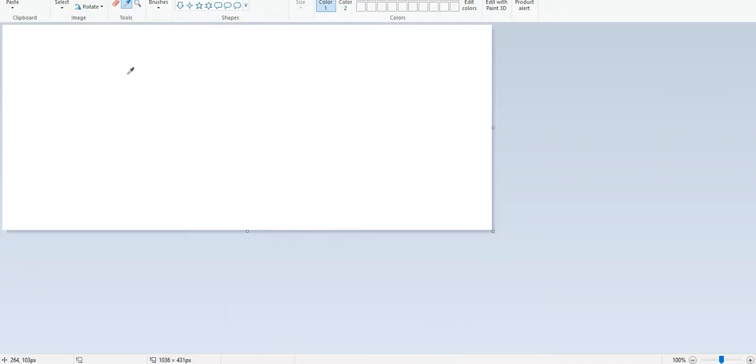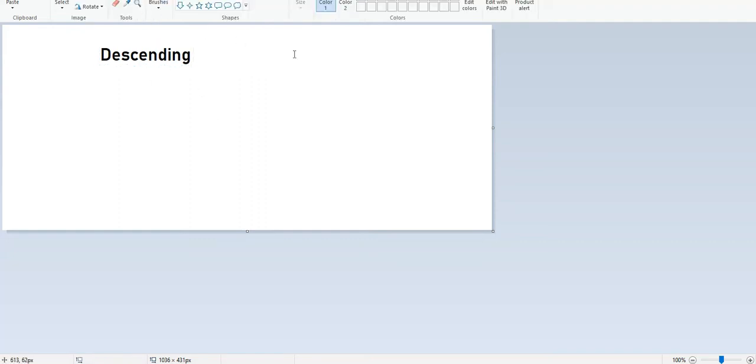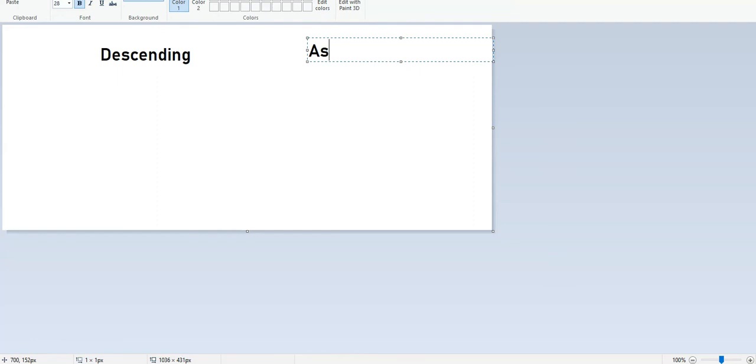So let's open the paint application and I'll just try to show you that. So let's say descending order, and the other one is ascending order.